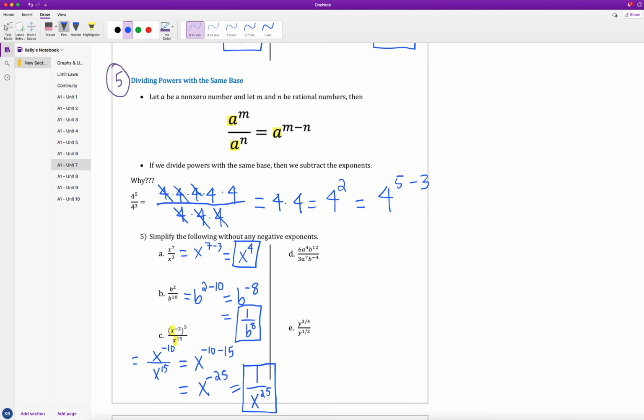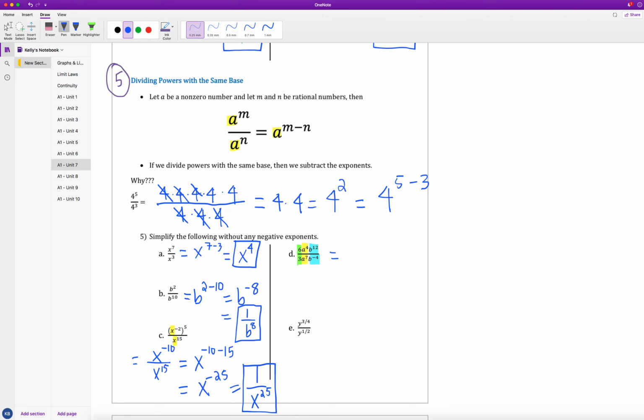Okay, let's look at example D. Example D has a little bit more going on again, so let's take it one part at a time. We have 6 times a to the 4th times b to the 12th over 3 a to the 7th times b to the negative 4th. I'm going to go ahead and highlight the different sections of this. We have this a base, so I have this a to the 4th and a to the 7th. Then we have these bases with b's, so we have b to the 12th, b to the negative 4th, and then we also technically have 2 coefficients in front. We have the 6 over the 3.